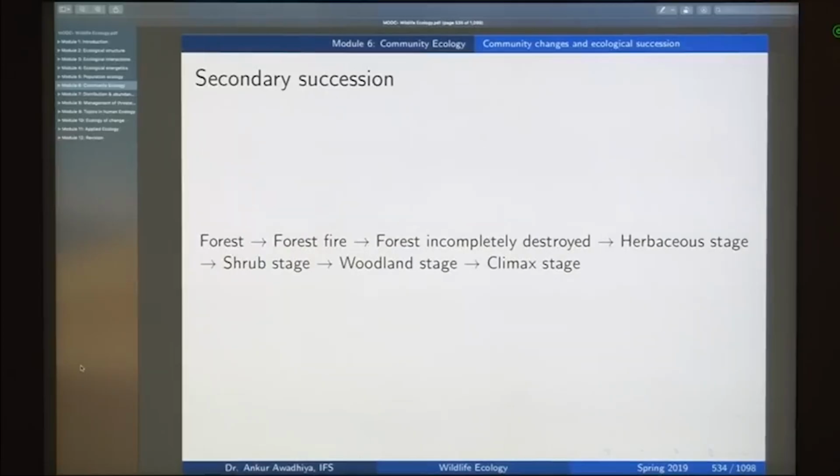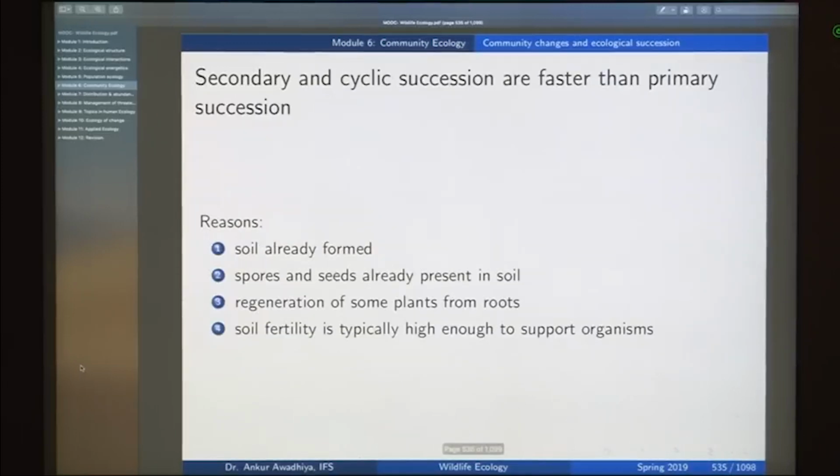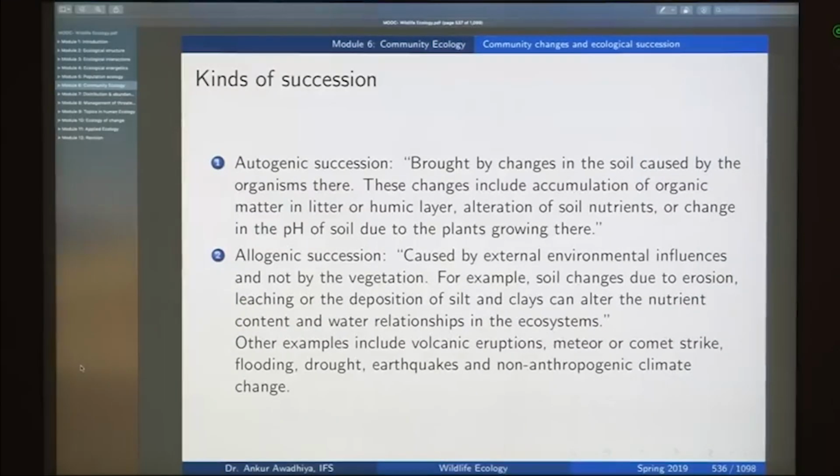In the case of secondary succession, you can start with a forest. This forest has suffered from a forest fire, and then you have a forest that is incompletely destroyed, and then begins with the succession with the herbaceous stage, then the shrub stage, then the woodland stage, and the climax stage. And typically the secondary succession is much faster than the primary succession, because you already have well formed soil, you already have nutrients, you already have spores and seeds, probably some plants that can regenerate from their roots, and you also have a very high amount of fertility that can support a large number of organisms.